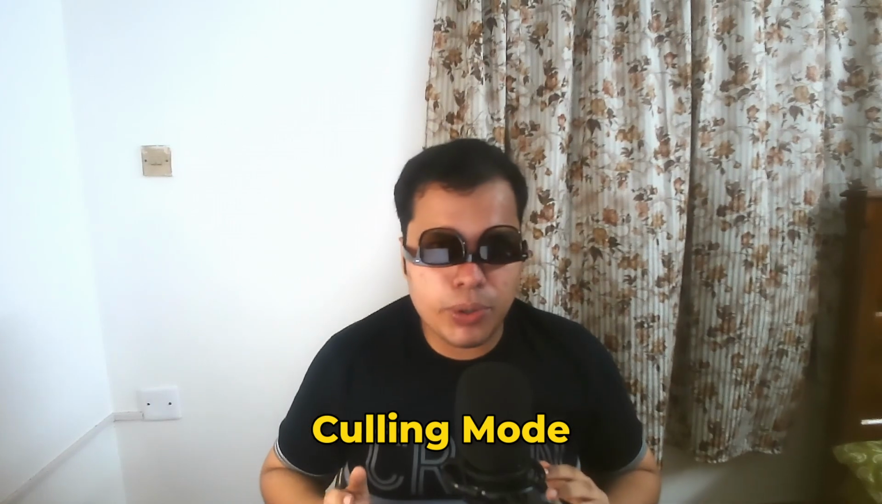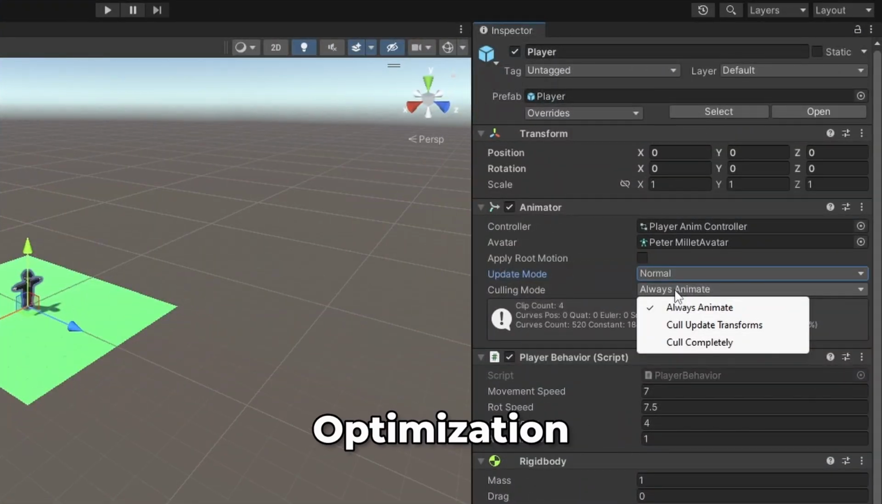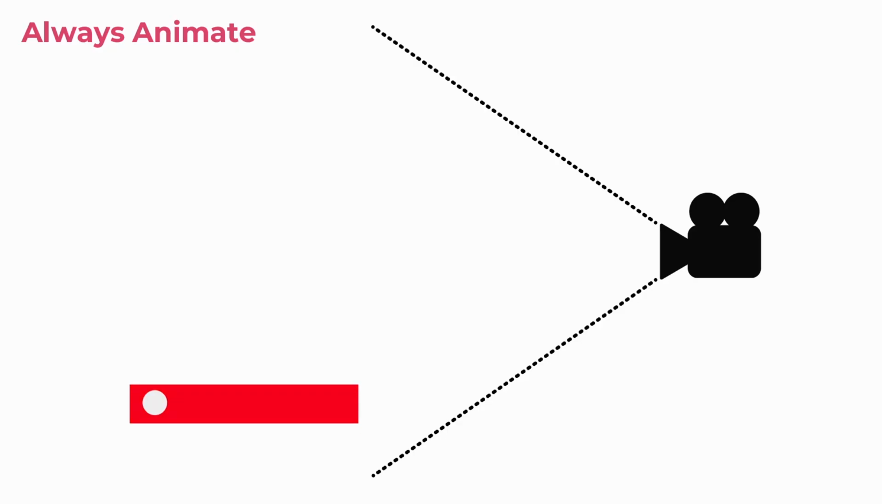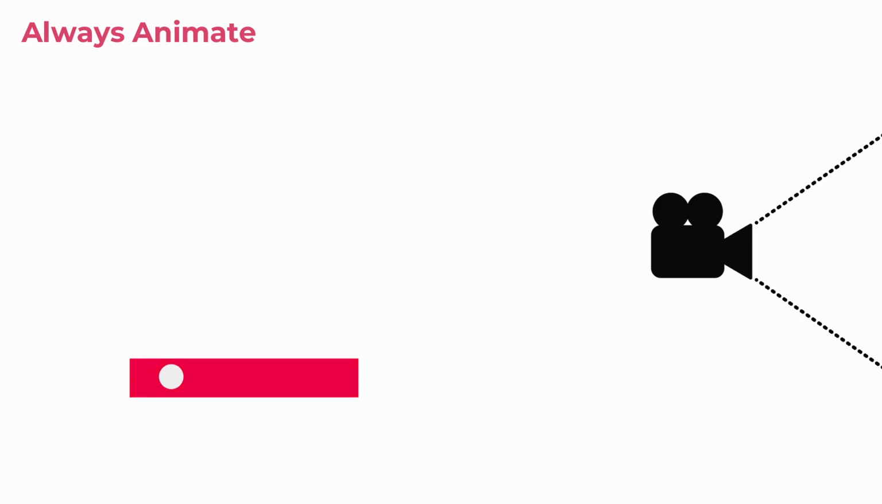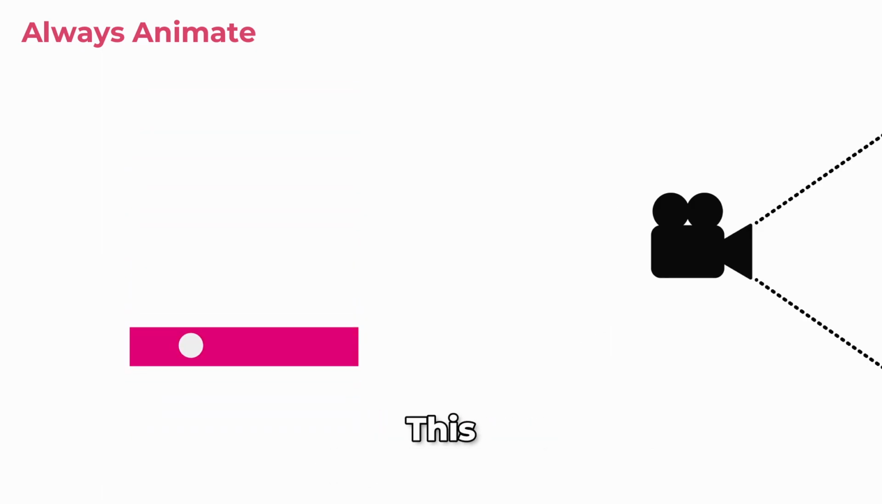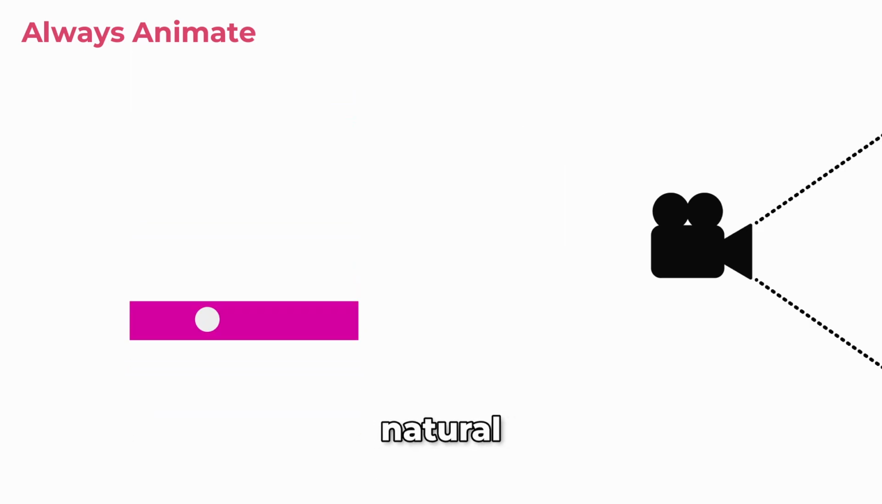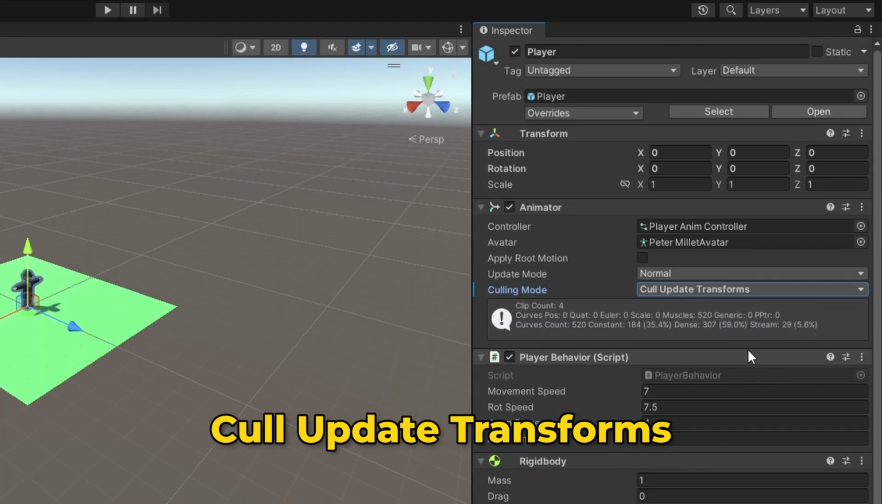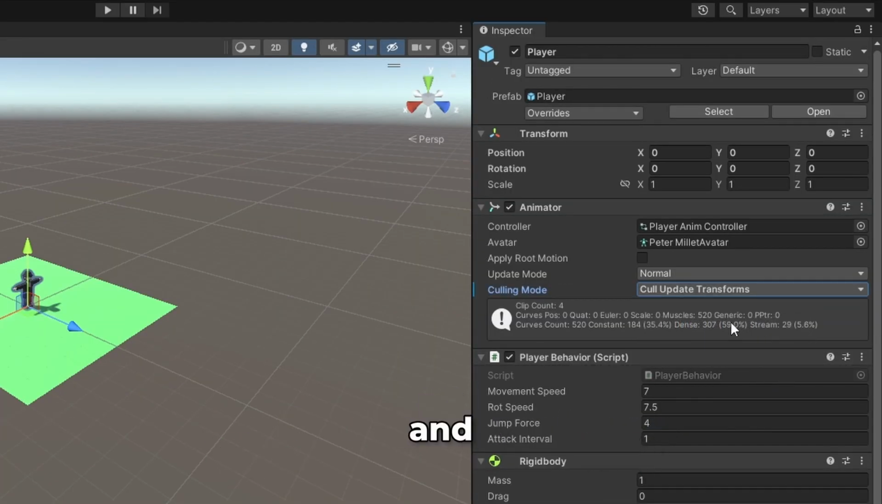Finally, we have culling mode. This is used for optimization purposes. Always animate will always animate the game object even when it is off screen. This is more realistic and seems more natural. Cull update transforms disables things like IK and writes of transforms. State machines and root motions are unaffected.